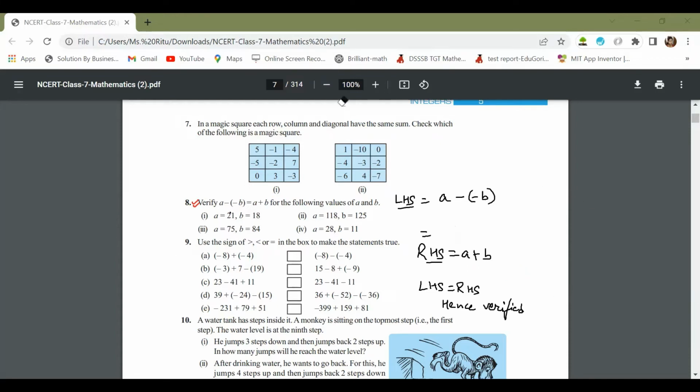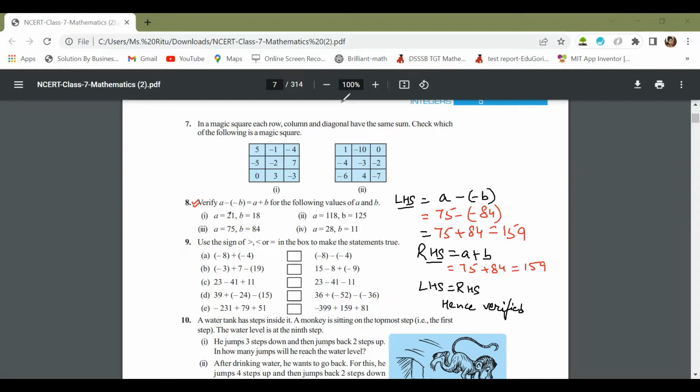Now let's take the values here. Third part: A is 75, minus 84. Same way we will do 75 plus 84, and this would give us the answer as 159. Same way you will write here as well: 75 plus 84, 159, LHS, RHS equal, hence verified.